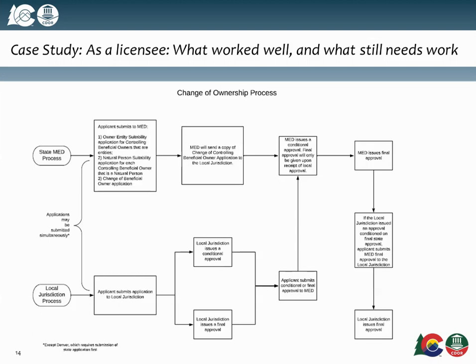Sometimes it's conditional, sometimes it's final. Sometimes if it's conditional, it's conditioned upon final state approval. So once we submit those local approvals to the MED, they can issue their final approval. And then in some cases, we send the final approval to the local jurisdiction so they can do their final approval. So we put together this flow chart and we sent it to any cities that were a little unclear on the process, just so that everybody can be on the same page about what every step looks like. So we just recommend to licensees and to cities to work together to make sure that everybody is crystal clear on every single step in the process and what's required for a complete application.